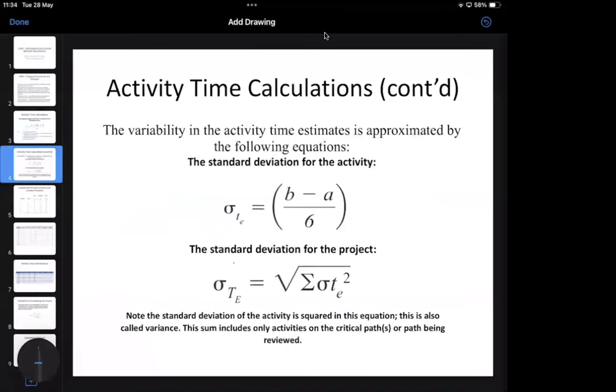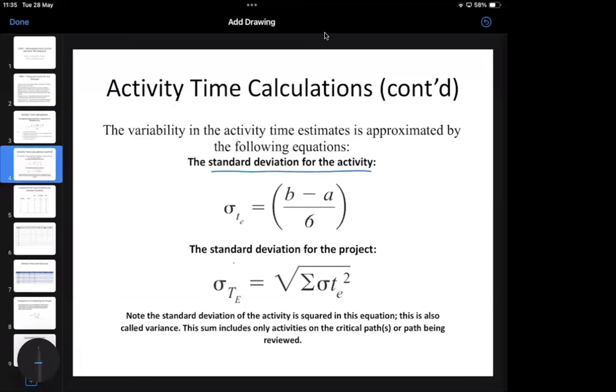Then you can find out the standard deviation of an activity, the variability in the activity time. The variability or uncertainty in the duration of the activity can be measured by using standard deviation. The variability in the activity time is approximated by the following equation. Keep in mind how to find out the standard deviation for the activity.